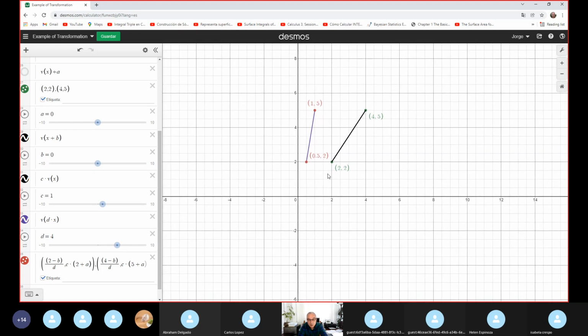When you divide 2 divided by 4 is 1/2, 0.5. And 4 divided by 4 is 1. And the x and y component, sorry, stays the same. What is the name of this transformation? This is horizontal compress. And this happens when the D is greater than 1.